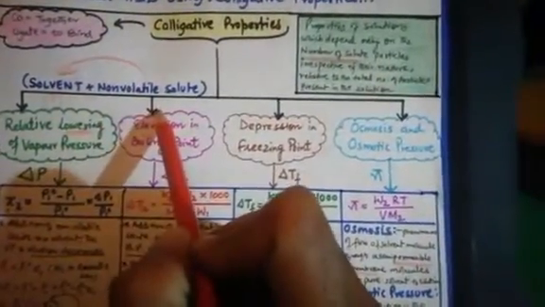Okay, so this way we have done the relative lowering of vapor pressure. Once we need to find the derivation, we need to use this formula and calculate some numericals. In the exam also this will come in this way. Now let's move forward to the second colligative property.